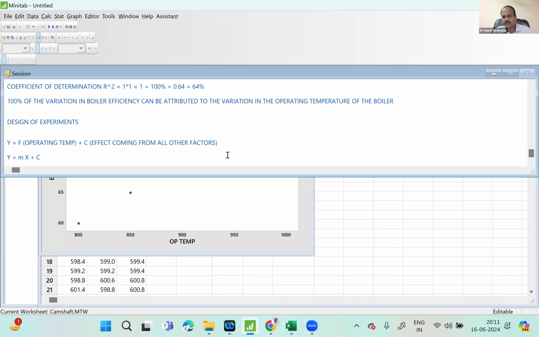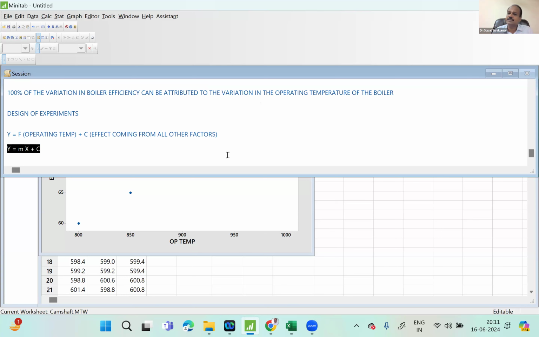Now, how many x factors are there in your equation? Only one x. You can use this equation only if you have a healthier R square. If your R square is not healthier, please understand you are believing in a wrong equation.